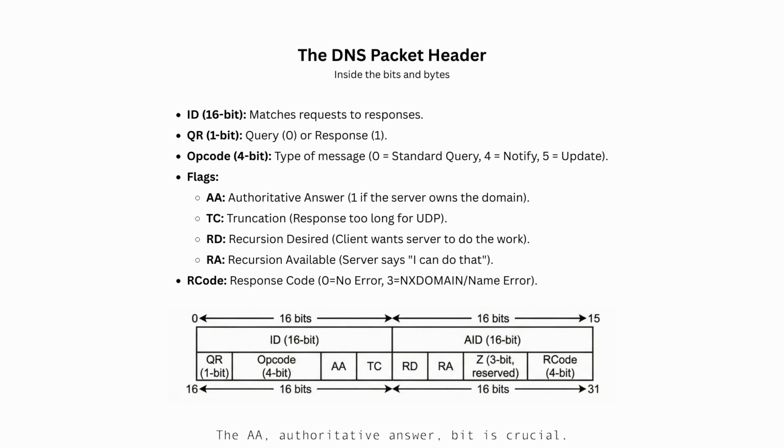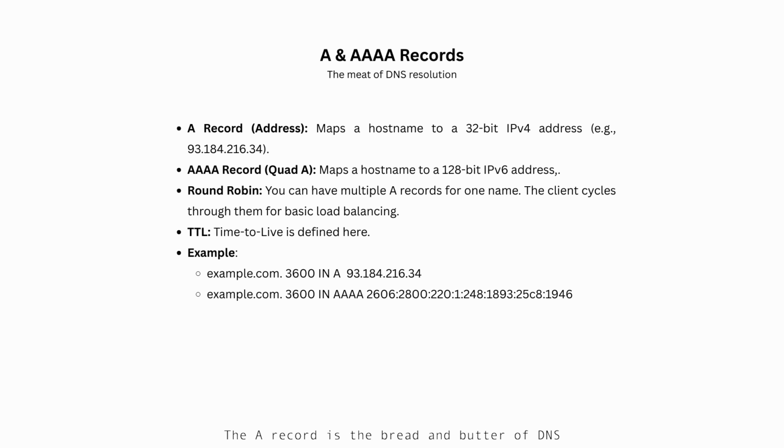Now the flags. The AA, authoritative answer, bit is crucial. If it's 0, the answer came from a cache somewhere. If it's 1, it came straight from the source, the authoritative server. The TC bit indicates truncation. The response was too long for UDP. RD is recursion desired. The client is asking the server to do the work. RA is recursion available. The server is saying, I can do that. And RCODE is the response code. 0 means no error, but RCODE 3, or NXDOMAIN, is a technical way of saying that the domain doesn't exist.